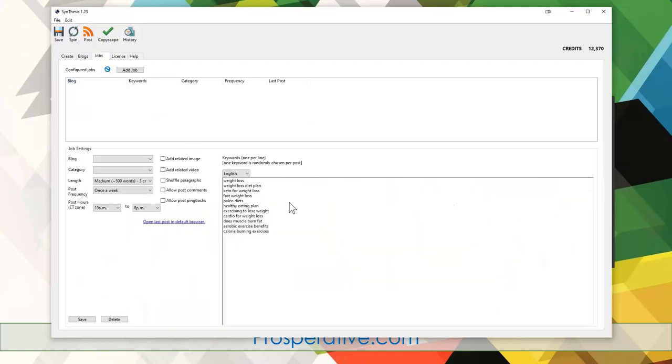But yeah, with the jobs, you've got to put some keywords in here, otherwise it can't generate any jobs. And really, please try to put as many good keywords in here as you can, because it will give you more good content. It really will.